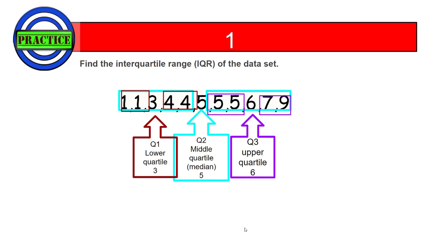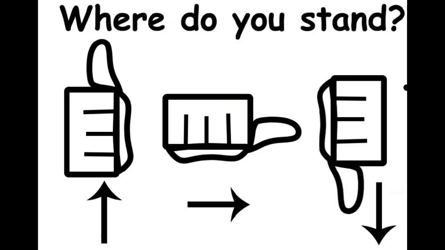What's our next step? We take our number from quartile 3 and subtract it from quartile 1, which would give us 3. Okay, go ahead and give that a try. Good luck.